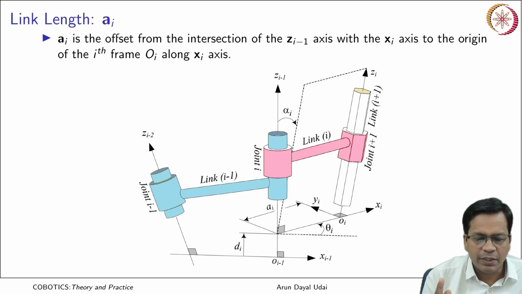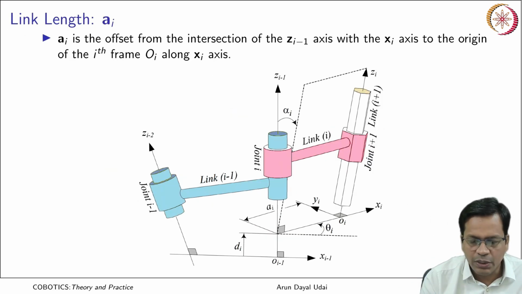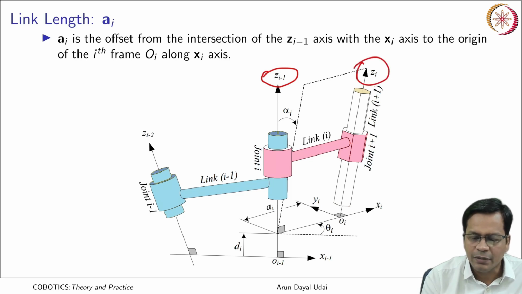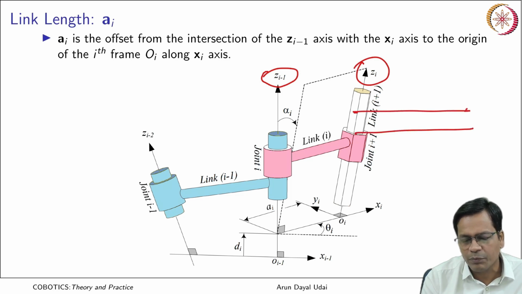The third parameter is link length. This link itself rotates about zi minus 1. It terminates with the frame sitting here, with the z axis again along the motion axis for the next link that will come here.